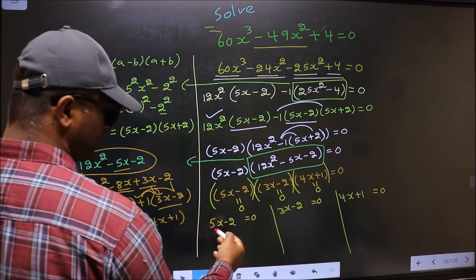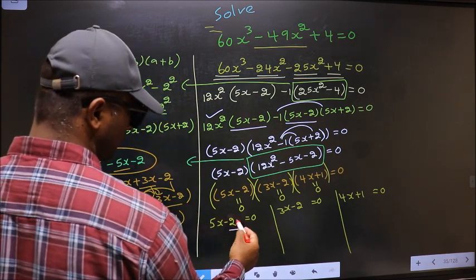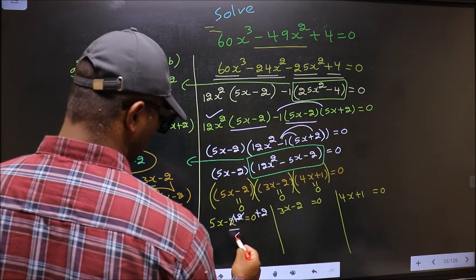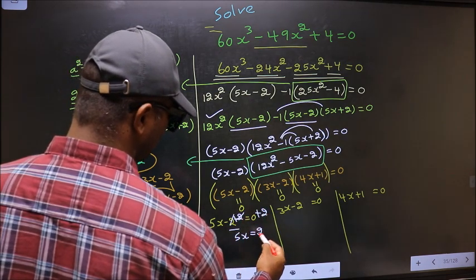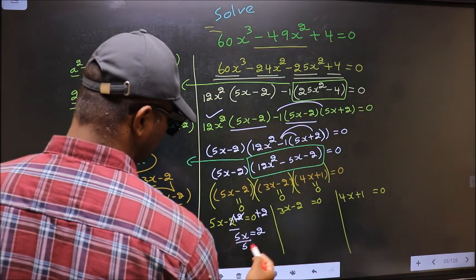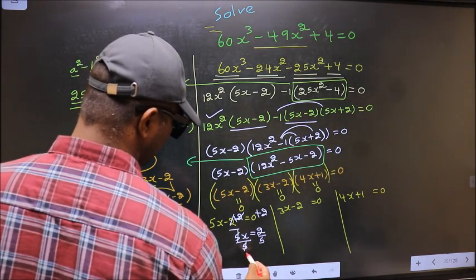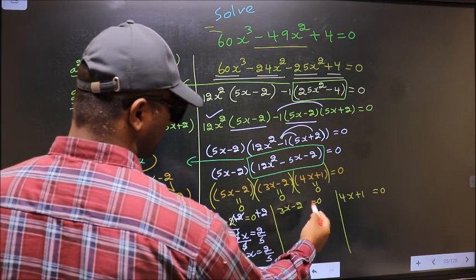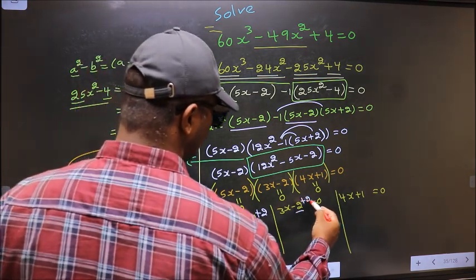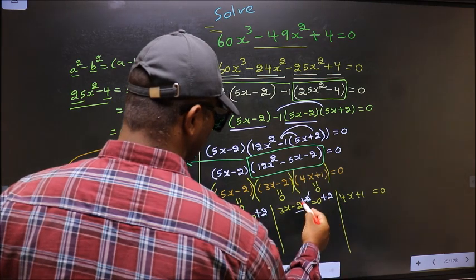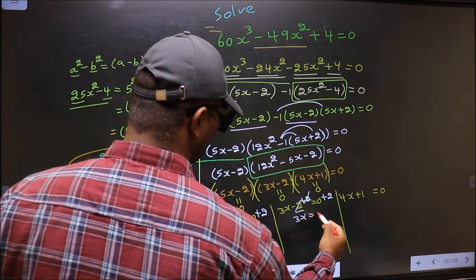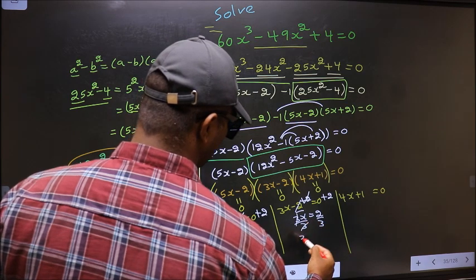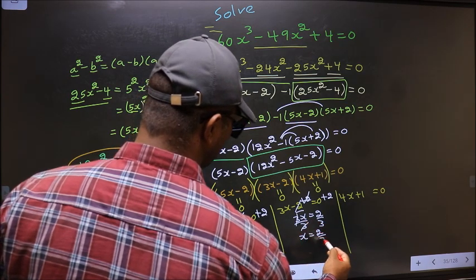Now to get x value from here, we should remove minus 2, so add 2. We get 5x equal to 2. Now we should remove 5, so divide by 5. We get x equal to 2 by 5. Now here we should remove minus 2, so add 2. We get 3x equal to 2. Now we should remove 3, so divide by 3. We get x equal to 2 by 3.